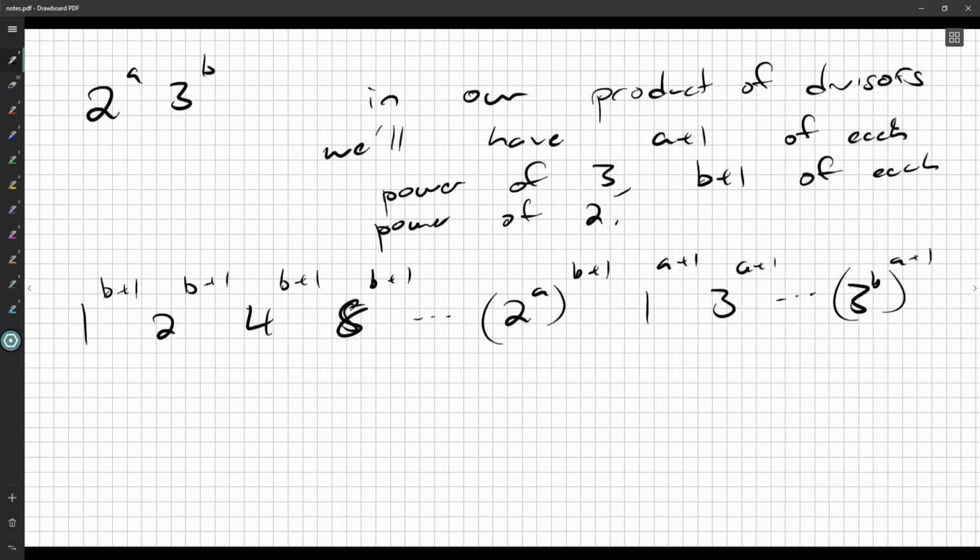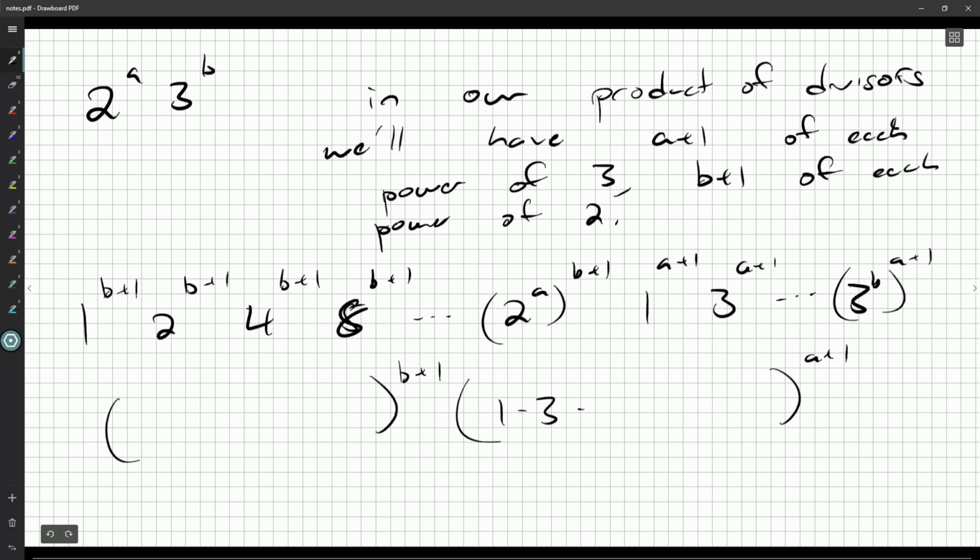Okay? So now I know at least a little what this product should look like. But we can do a little bit better. I can take out B plus 1 here, and take out A plus 1 here. And now I just need to find the product of this many powers of 3, and these sequential powers of 2. Okay? So what are we looking at here?